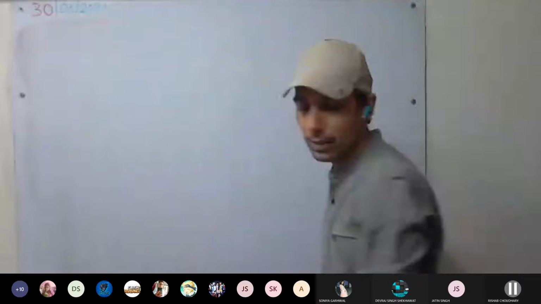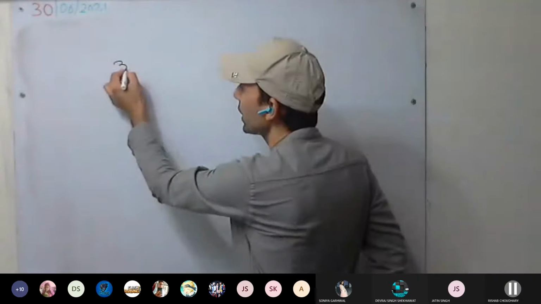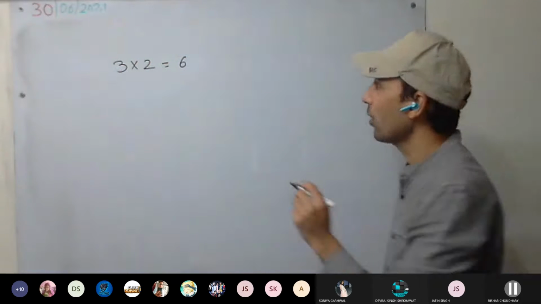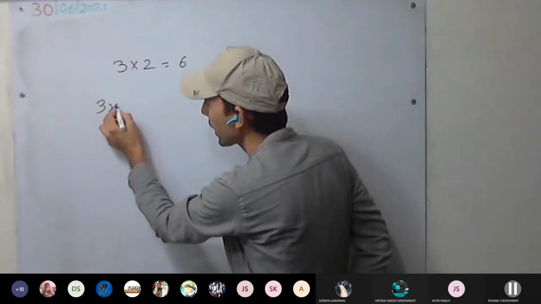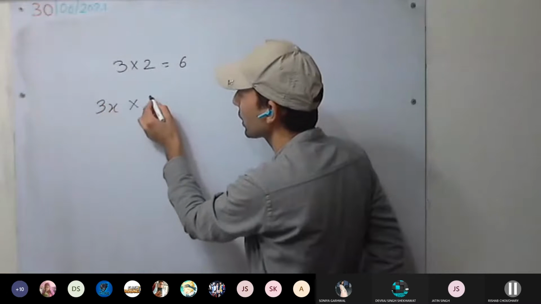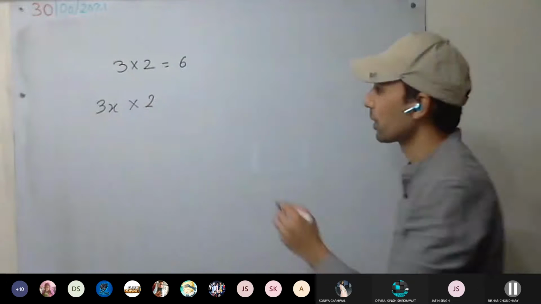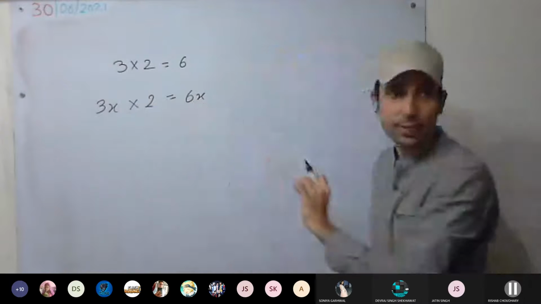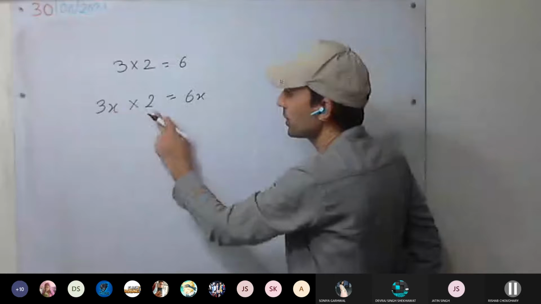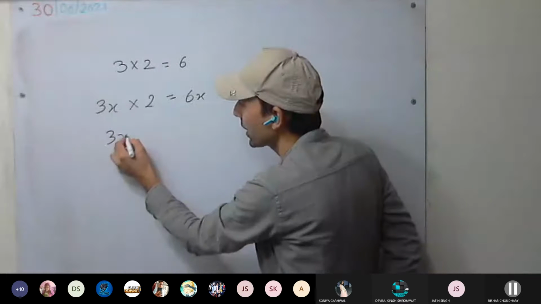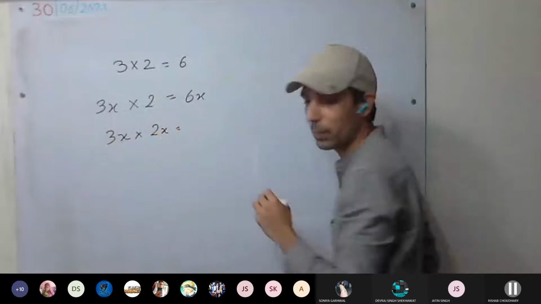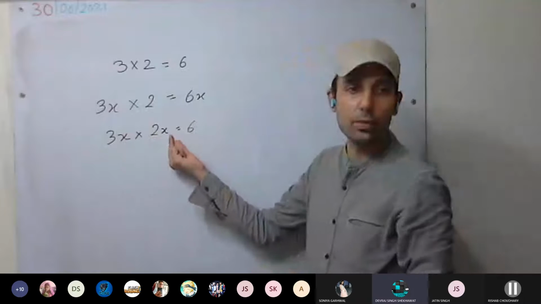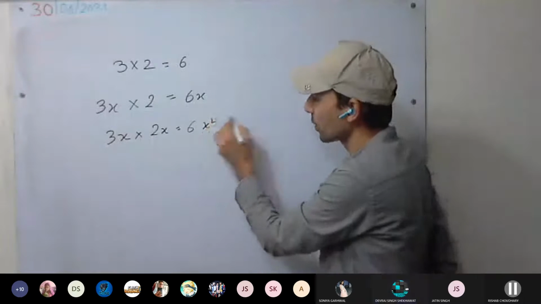For example, if two numbers are given, 3 into 2, we simply multiply and it comes out to be 6. Now if one term 3x is given and it has to be multiplied with 2, we get 6x. This is clear. We multiply the constant terms and x. Or 3x into 2x, how much will it be? We multiply the constants, 3 into 2 is 6, and x into x is x square.